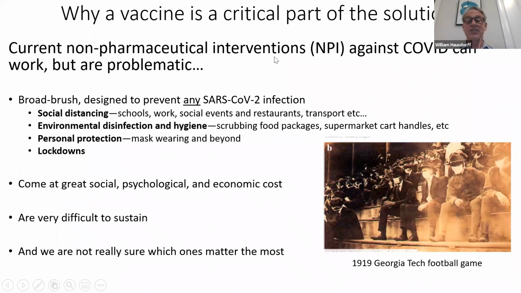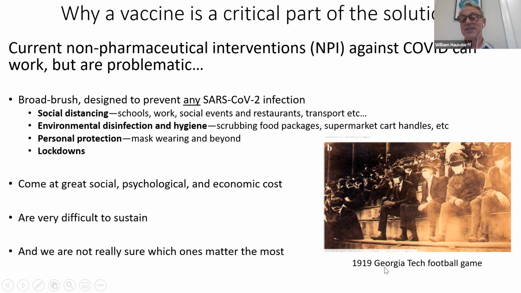These are called non-pharmaceutical interventions, or just a way of saying social distancing, environmental disinfection, hygiene, personal protection, mask wearing, lockdowns. These were used, certainly before we had any vaccine, and they're effective. They can be effective. At least I don't really think this one is, but most of them are effective to some extent. And you can see 1919.